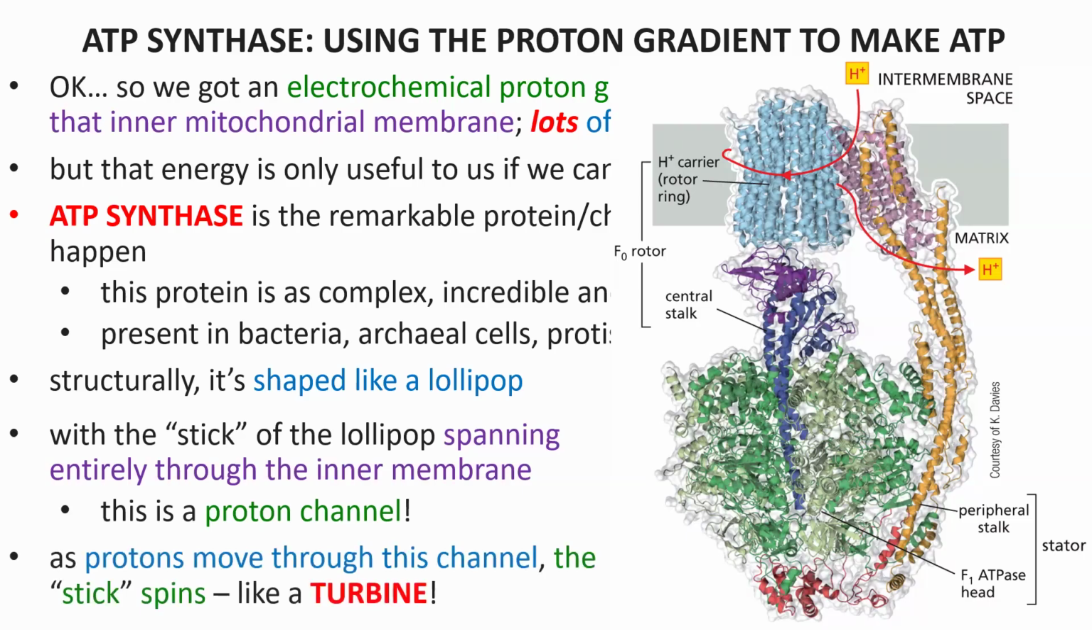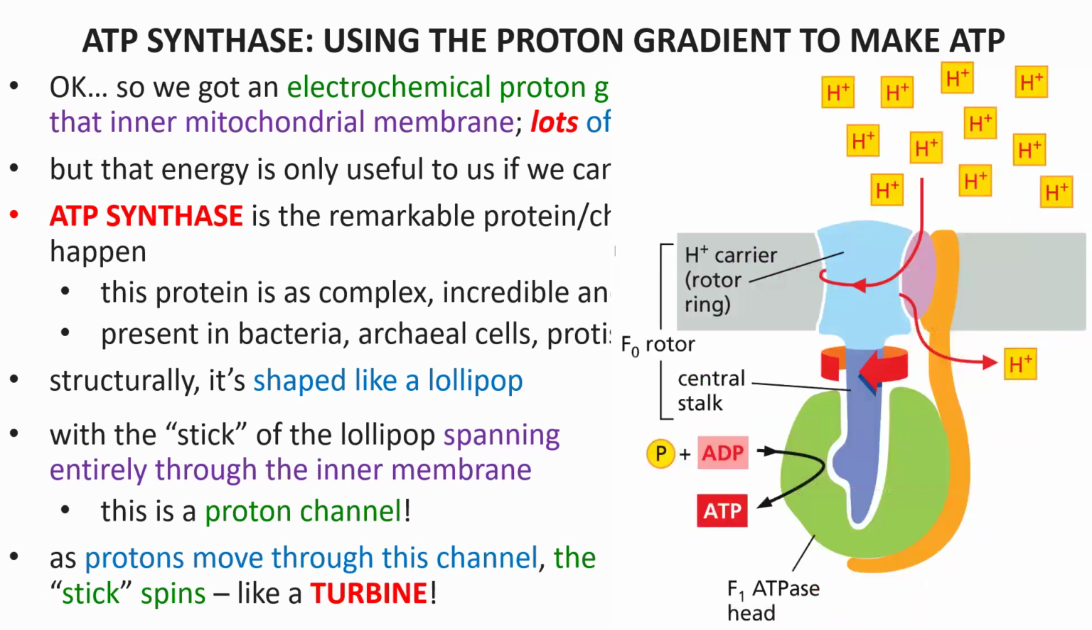And as the protons flow through that channel, it is going to physically spin. The potential energy of the proton gradient will become the kinetic energy of this channel spinning, and it works as a turbine. As that channel spins, it's going to drive the production of ATP. And this is a diagram from your textbook that shows that. As the protons flow from high concentration to low concentration, they're going through this channel, this rotor. The rotor spins like a turbine, and that spinning action produces ATP.